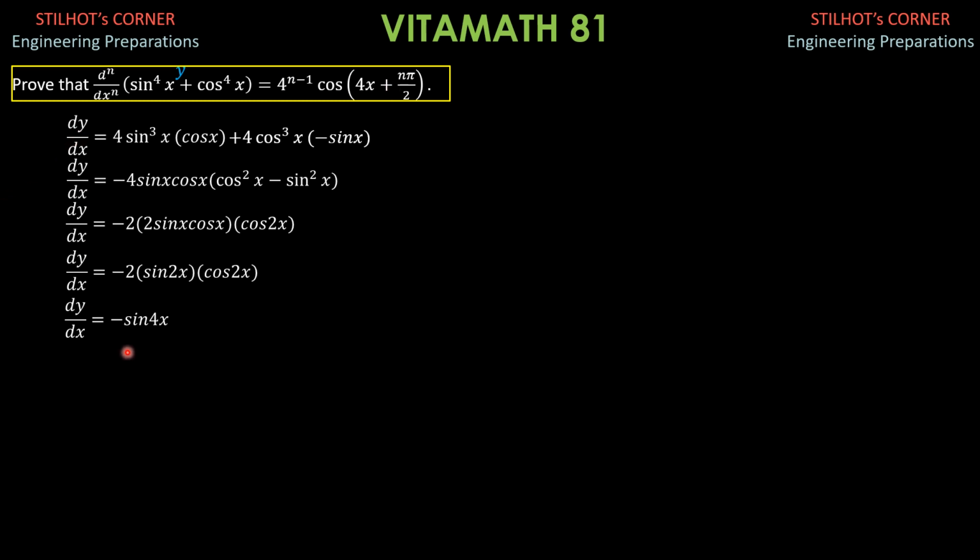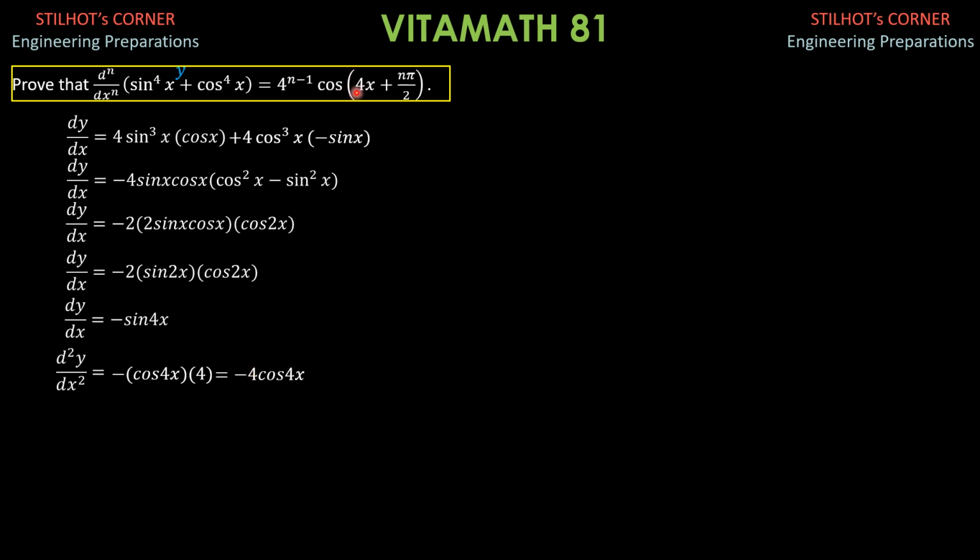For the second derivative, we differentiate this. So it is equal to negative of cosine 4x times 4. Derivative of sine is cosine, so cosine of 4x, derivative of 4x is 4. Simplifying, that's negative 4 cosine of 4x. And if you check again, n is 2, so 4 to the 2 minus 1 is 4. So that's the 4 there.